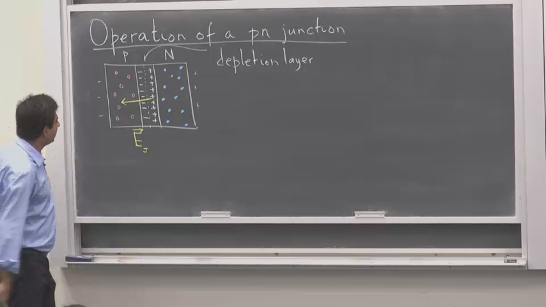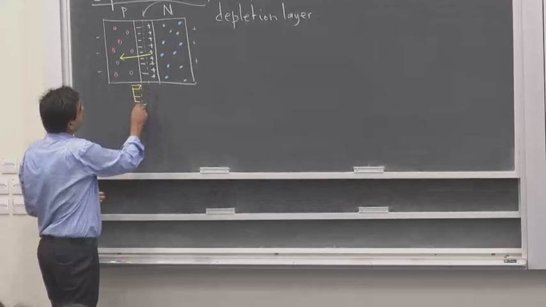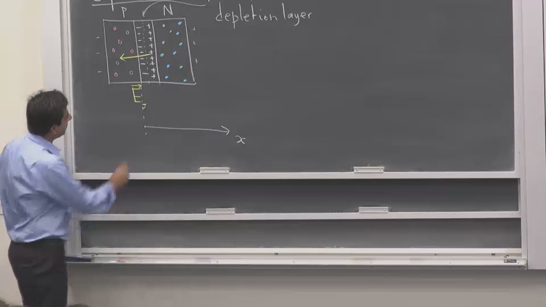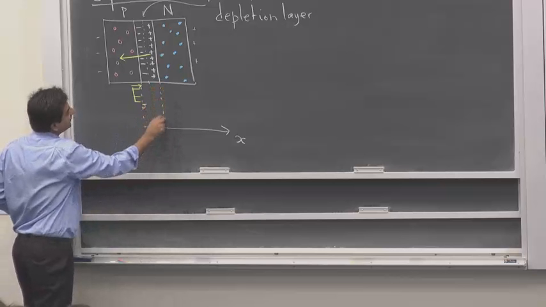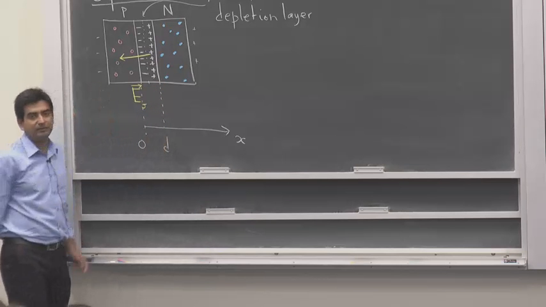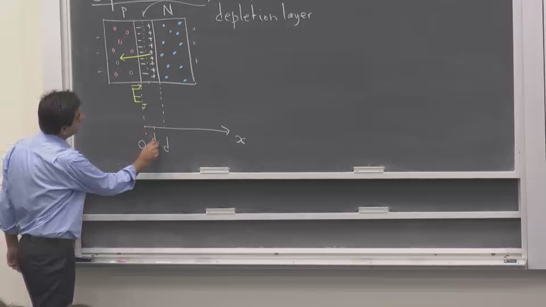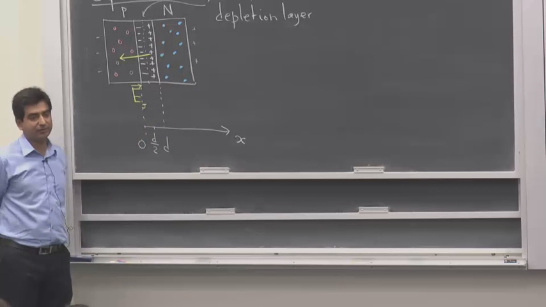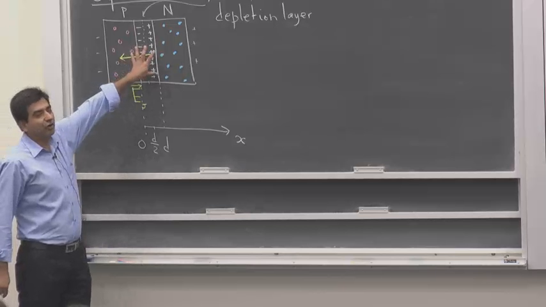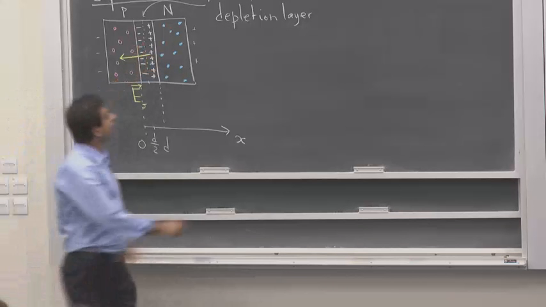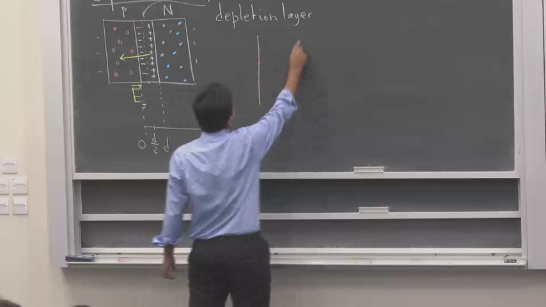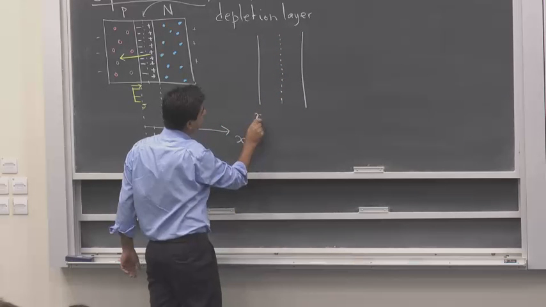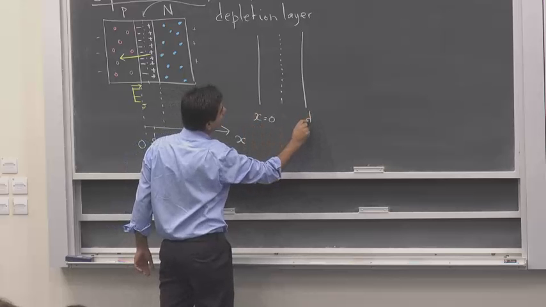Alright. Suppose I define an axis, the x-axis. This point is zero. The width of this depletion layer is d. And the junction is made at d by 2. I would like to find out what the electric field looks like inside this region. So let me zoom in on this region. So I draw the depletion layer. This is x equals 0. This is x equals d.